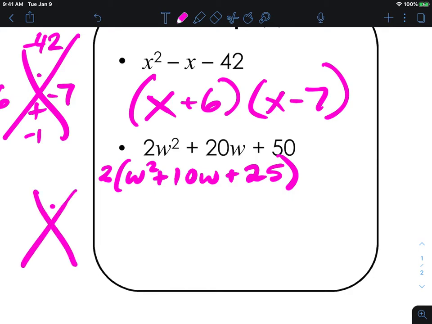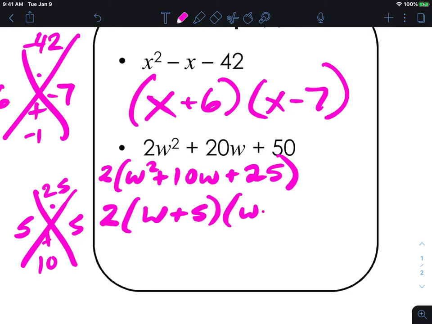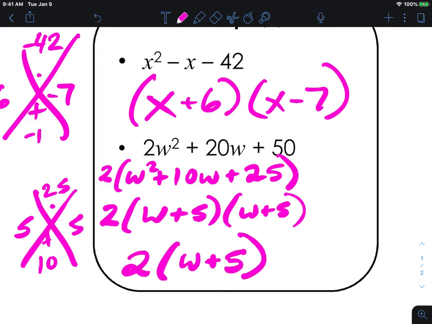So inside the parentheses now, a times c, 1 times 25 is 25. B is 10. I'm thinking 5 times 5, 5 plus 5. So 2 times w plus 5 times w plus 5. That's one way to write it. We can also write it 2 times w plus 5 squared because we're multiplying that same binomial twice. Instead of first power, second power.